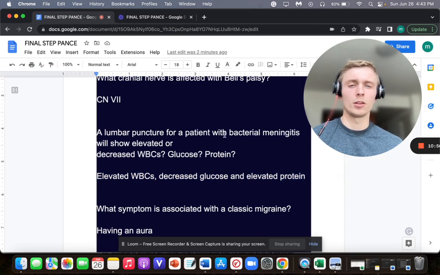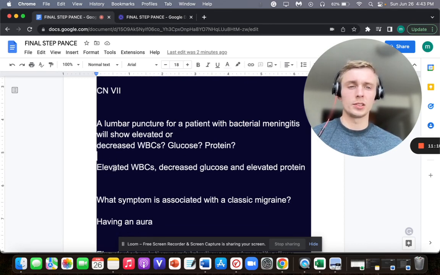What if it was viral? What specific cell type would you see if it was a viral meningitis on LP? So we would see a lymphocytosis in viral meningitis.